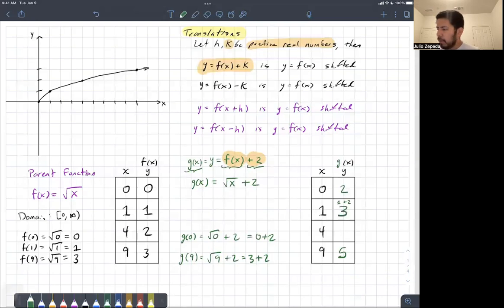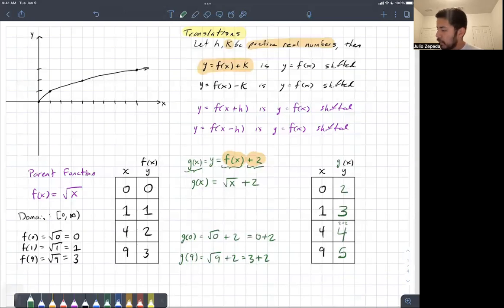In general, we won't really write this. We should just kind of do it in our head. But just to show where that 3 came from. And then the output for 4 was 2 before. 2 plus 2 is, now it's going to be 4. And so I'm going to graph this in green.